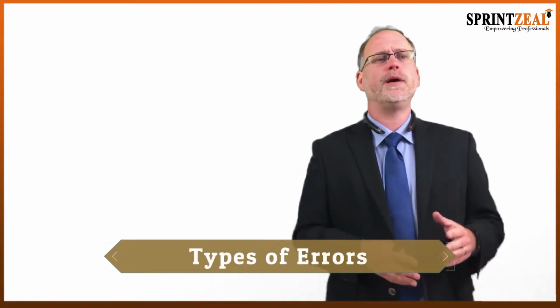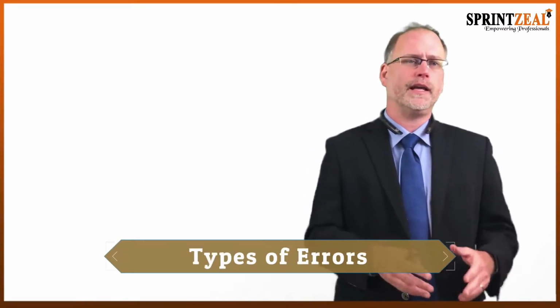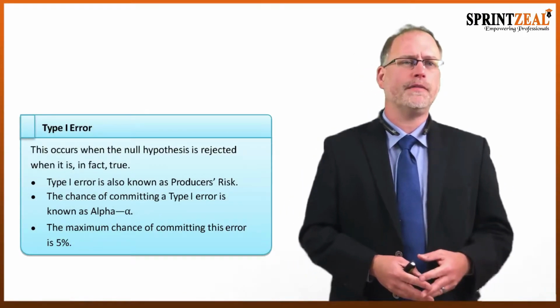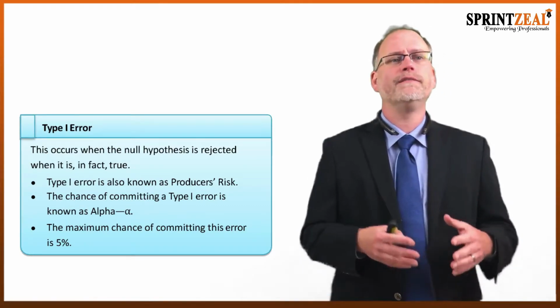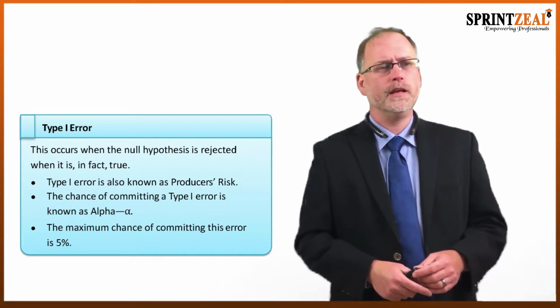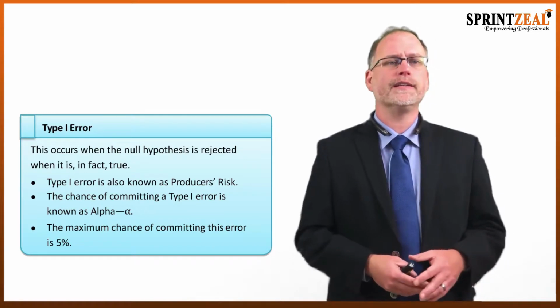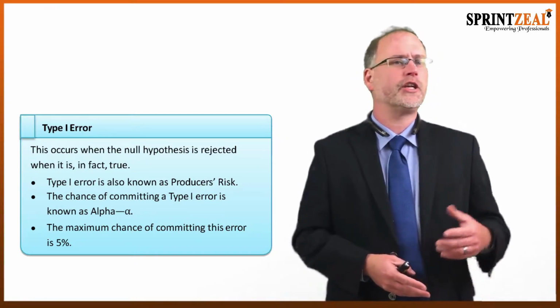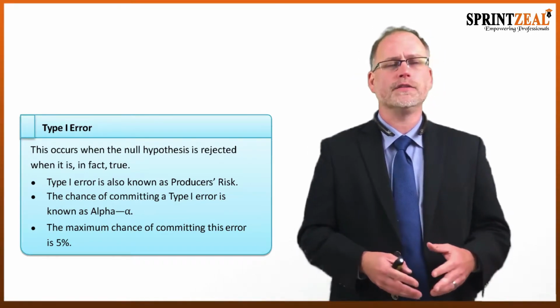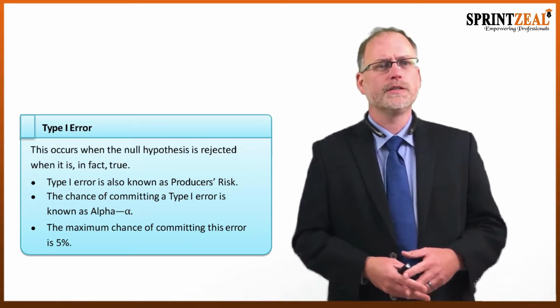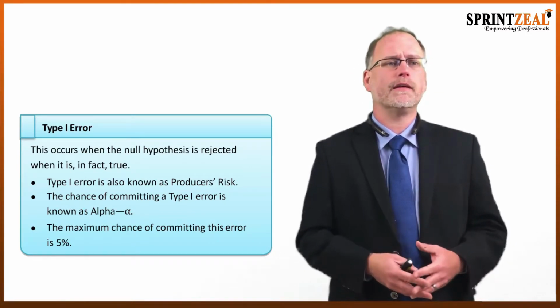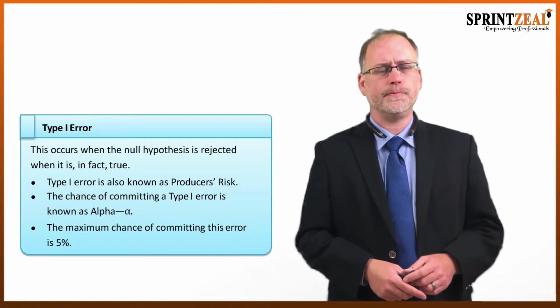Now there are two possible errors that can happen when collecting sample data from a population, and based on that, a conclusion on the population can be made. A type 1 error occurs when the null hypothesis is rejected when in fact it's true. A type 1 error is also known as a producer's risk. The chance of committing a type 1 error is also known as an alpha error. The maximum chance of committing this error is just 5%.